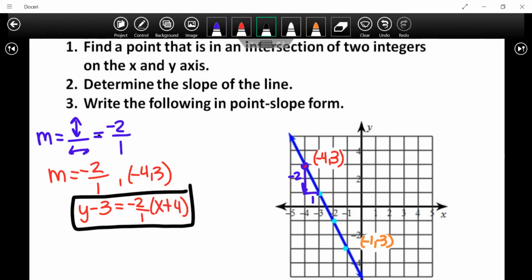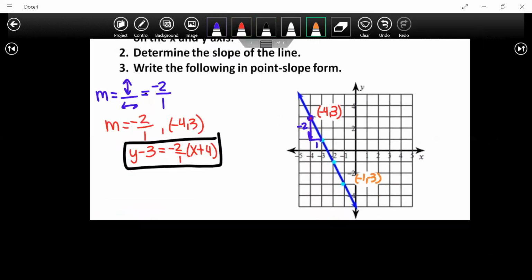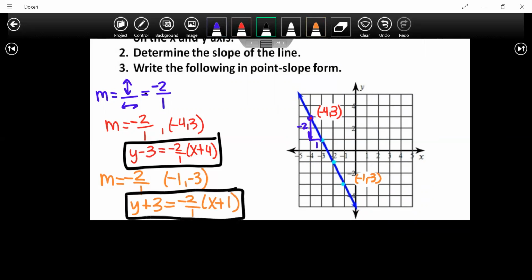Easy? But I could also give you the other one as well. If I'm asking you to use another point, give me the other point. The slope is still m is equal to what? -2 over 1. What's the other point that I can use? -1, -3. Give me the equation for it. Y plus is equal to -2 over 1. These two are the exact same line, because the point still exists on the same line, the way we have it graphed.